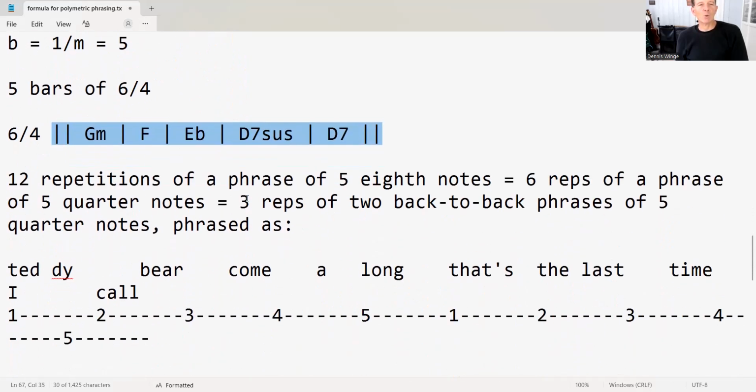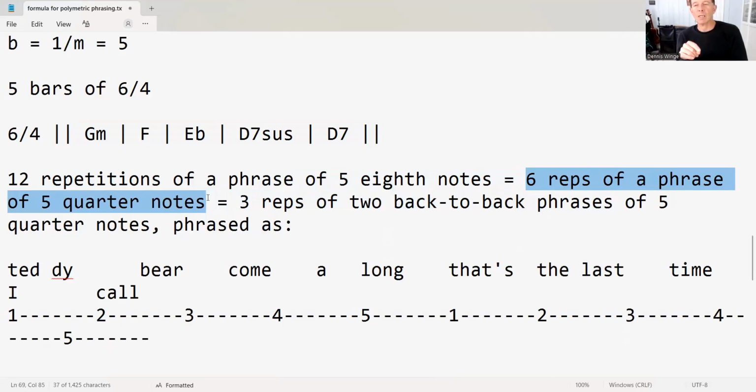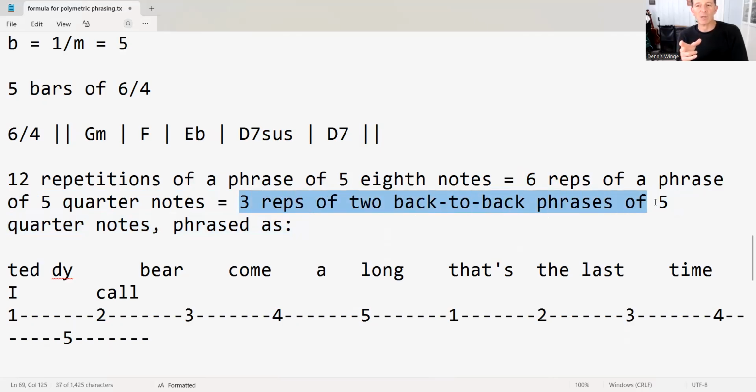And now we need 12 repetitions of a phrase of 5 eighth notes, which is a lot of repetitions. So I'm not going to be able to keep track of that. So I was thinking, okay, 12 repetitions of a phrase in 5 eighth notes is the same as 6 repetitions of a phrase in 5 quarter notes. That helps, but I still have to keep track of 6 phrases. So, let me do 2 back-to-back phrases of 5 quarter notes. And then I only have to repeat it 3 times.